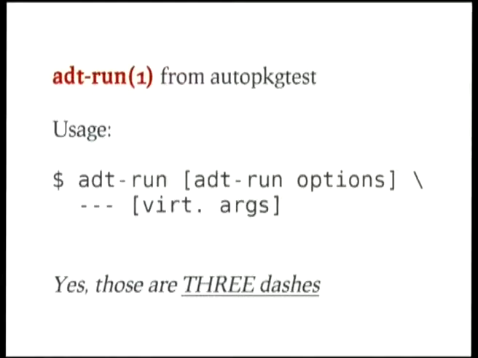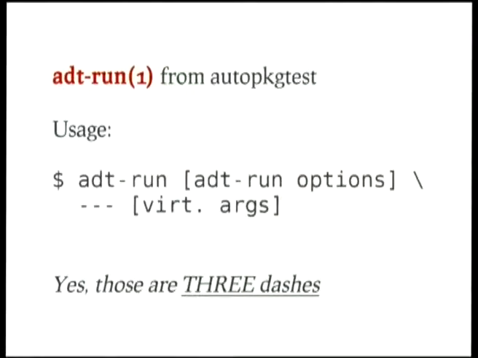And then you have the full thing, which is adt-run from autopkgtest. It's a little more complicated. You first say the input options for adt-run. So you can run the test from the current directory. You can run from a DSC. You can run from a changes file. You can pass additional binary debs. You can do lots of stuff, so the man page is a useful read.